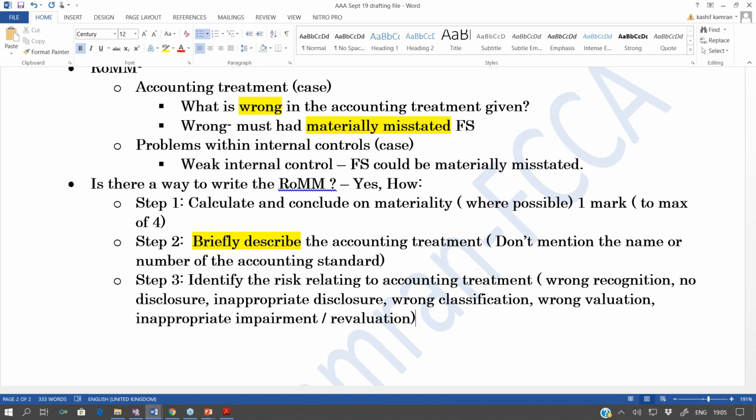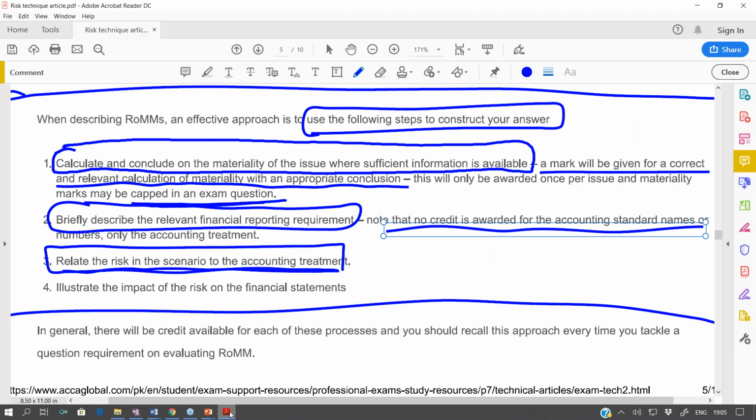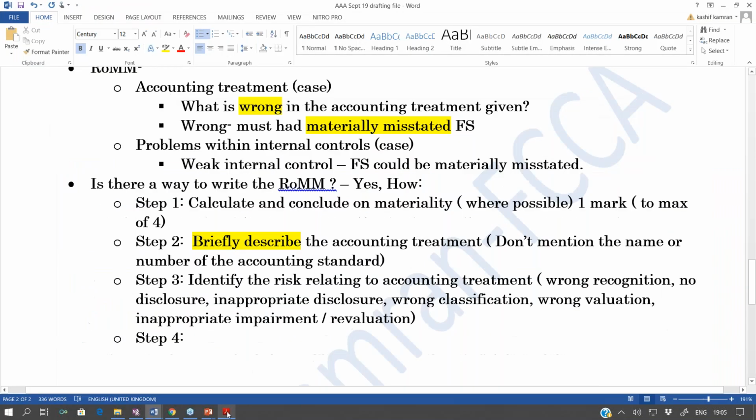Step 3, risk relating to the accounting standard. And then in the fourth step, the examiner says, illustrate the impact on the financial statement. So the fourth point is impact on the financial statement. Now, the impact on the financial statement is basically what is known as under or over statement.